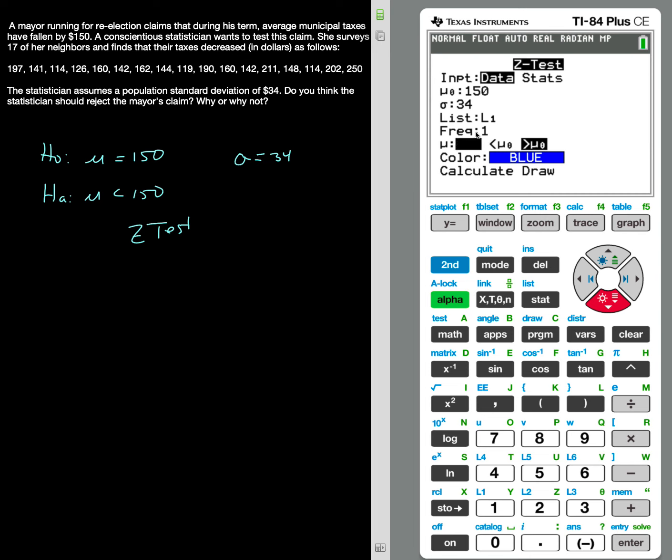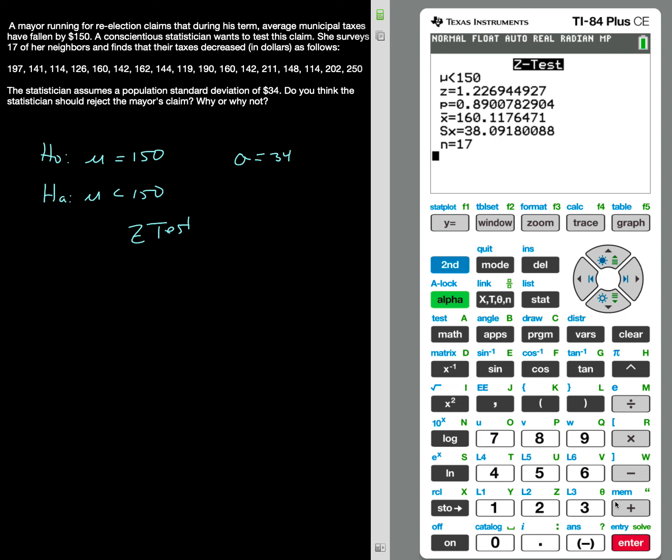And then down here again, tell it what type of test that you're dealing with. Mine's the left-tailed, so I'm going to scroll over to highlight less than mu naught. So this is saying my alternative, that the population mean is less than the claimed value. I don't care about the color. I'm just going to calculate. I don't care to draw right now. We're just dealing with the values. You could look at that yourself if you want.